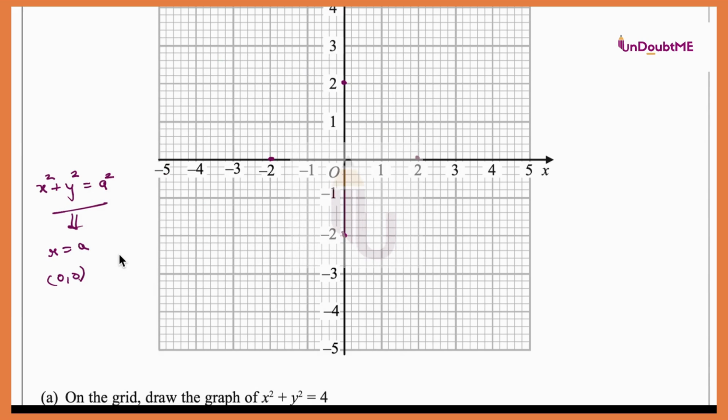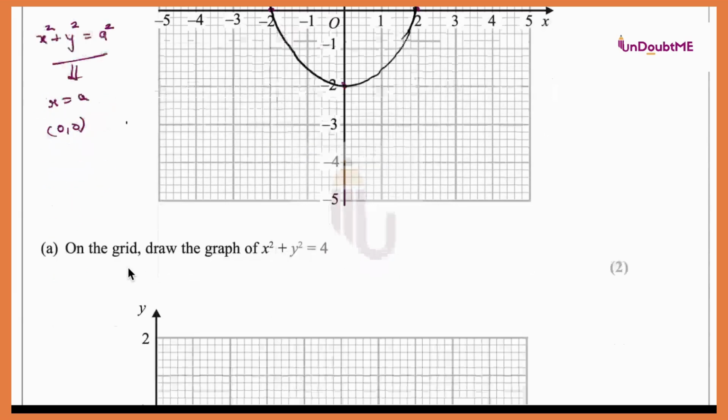I'll draw a rough circle combining these points. Okay, this definitely does not look like a proper circle, but you can use a compass and get this done. I hope conceptually this thing is clear.